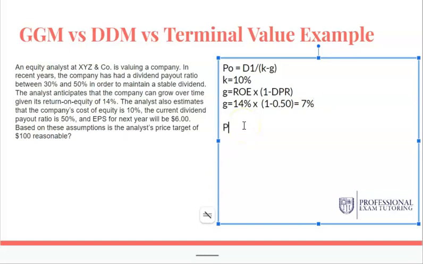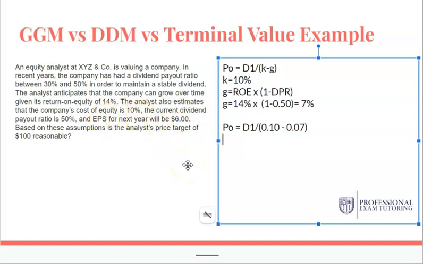So now we have a good chunk of our formula, which is 10% as K, the cost of equity, and the growth rate of 7%. We do still need to figure out what D1 is. So another way we can figure out D1, or just what the dividend might be, is to look at any components that may look somewhat familiar. And we see down here they give us an EPS estimate of $6, and they're saying that's for next year.